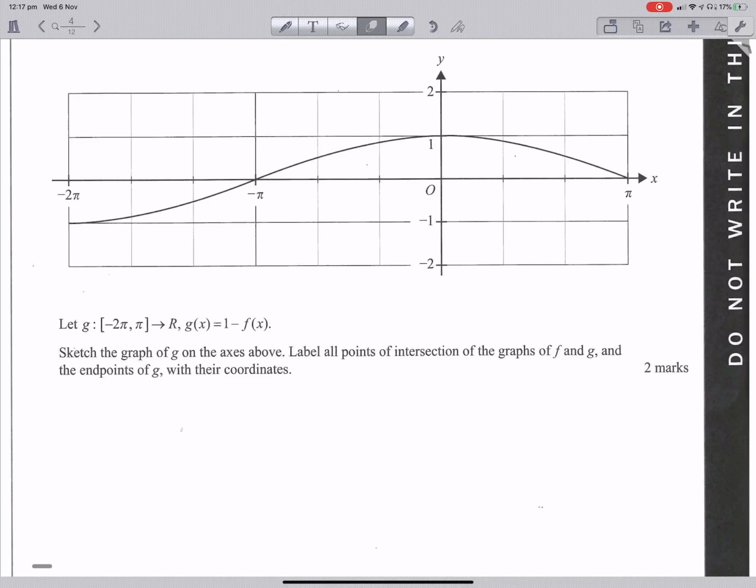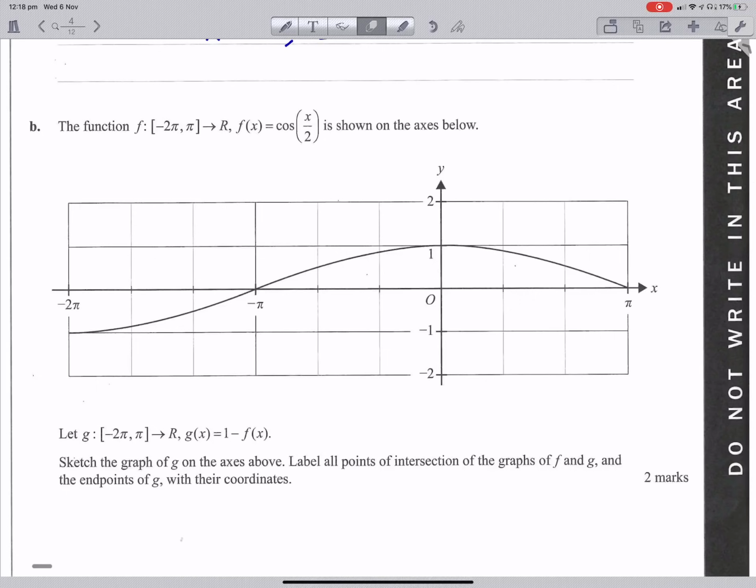Okay, sketch the graph of g on the axis above. G is 1 minus f of x. So it's been reflected and then translated up 1. Label all the points of intersection of g and f and the endpoints. Okay, so if we reflect it first and translate it up, we get this point here. That's going to go up, reflect that, and then it's got to go up, reflect. That's going to stay there and then go up. So it looks like that.